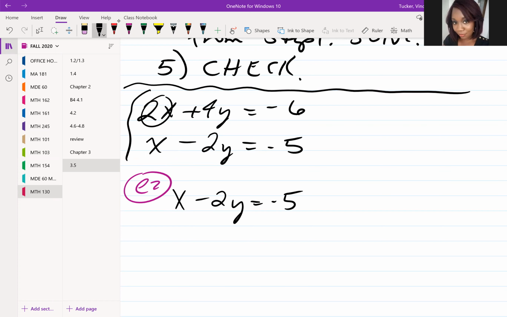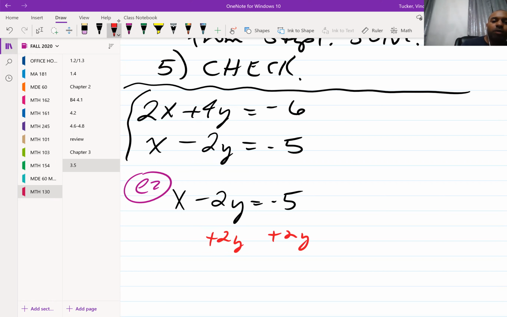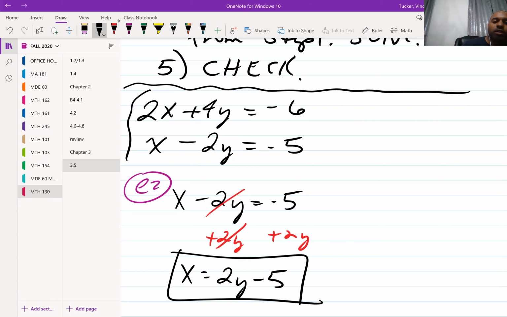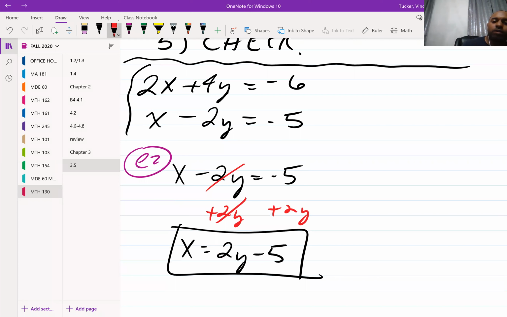It doesn't matter which one you solve for, though. If you decide to solve for y using the first equation, it doesn't matter. It's just that you may have fractions involved if you decide to use something else. But this is the easiest route to go. If we add 2y to both sides, we see that we have x equal to 2y minus 5. And that's the end of step 1. We want to solve one of our equations for one of our variables.